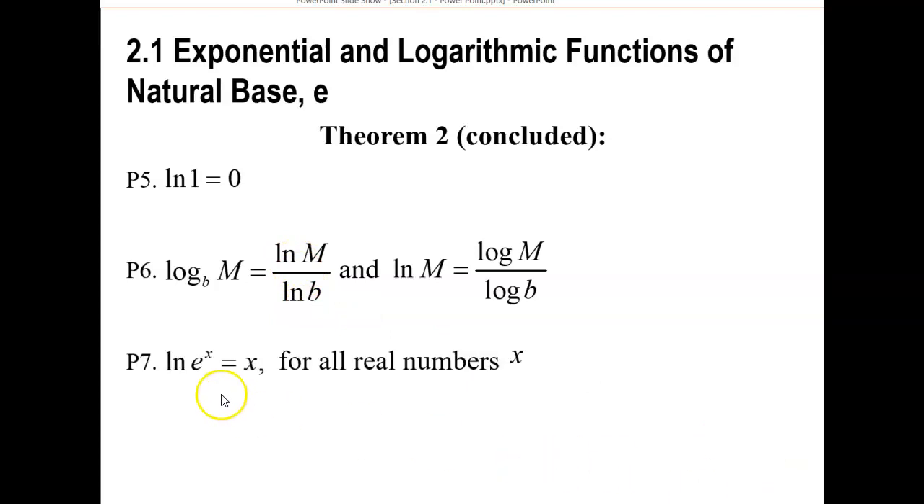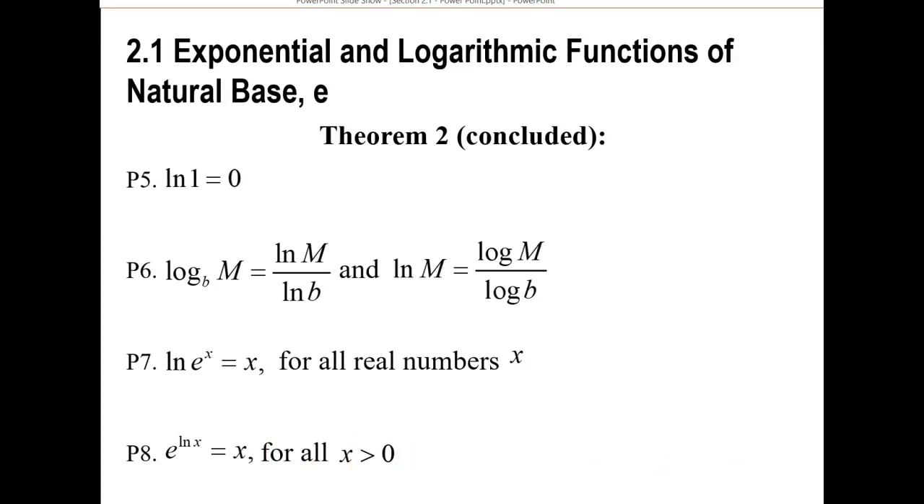Natural log of e to the x would be x. Again, because the base is e, matches the base, you get the exponent as your answer. And then here, if the power is natural log x and the base is e, because the bases match again, we just get the value of x.